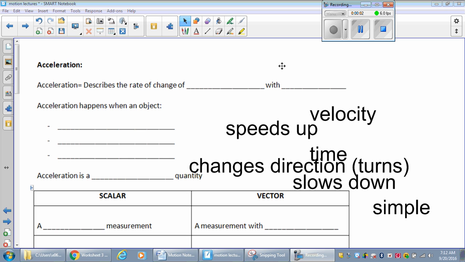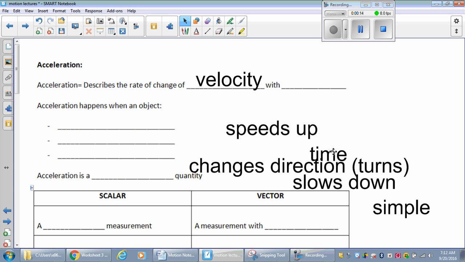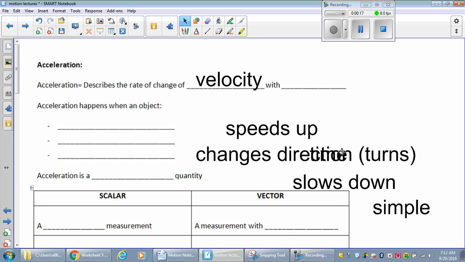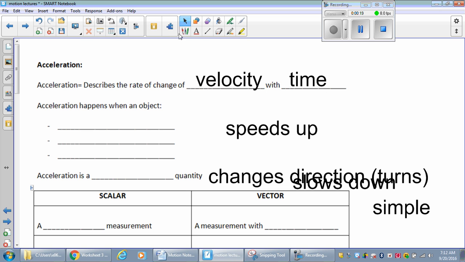Alright guys, this is motion notes part 3, acceleration, and we're going to do some acceleration problems. The acceleration describes the rate of change of velocity over a period of time. So it's velocity over time. Okay, so that's the equation for that. Here it is. Acceleration is your change in velocity, or velocity final minus velocity initial, divided by the time period that it happened in. Okay.